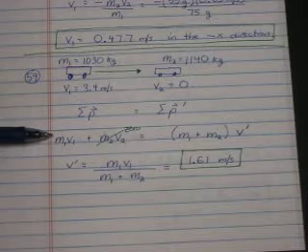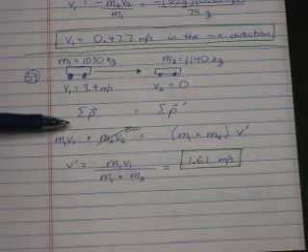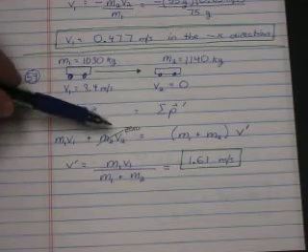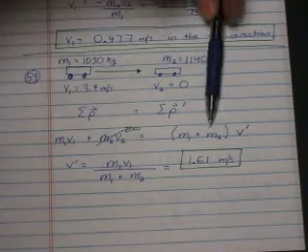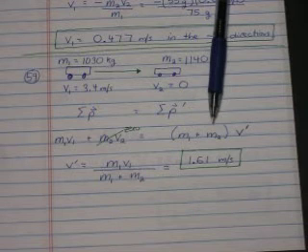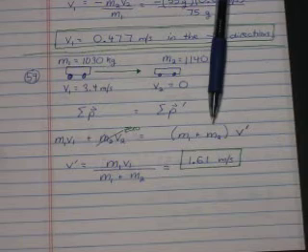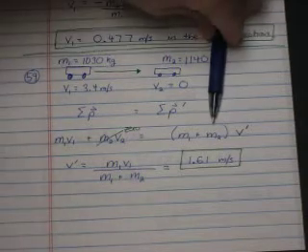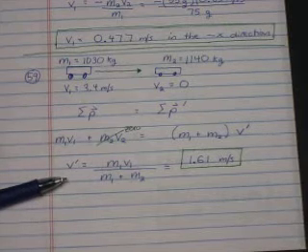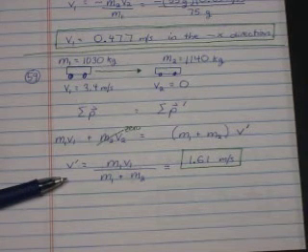m1 v1 plus m2 v2, but the second car doesn't have any velocity, so v2 goes to 0, that term goes out, equals, on the right-hand side of the equation, we just consider it to be one big tangled car that has mass m1 plus m2, and it's going at some speed, v prime, and we want to solve for v prime. So you take this equation, solve it for v prime, and you get m1 v1 divided by the sum of the masses. And we get 1.61 meters per second.